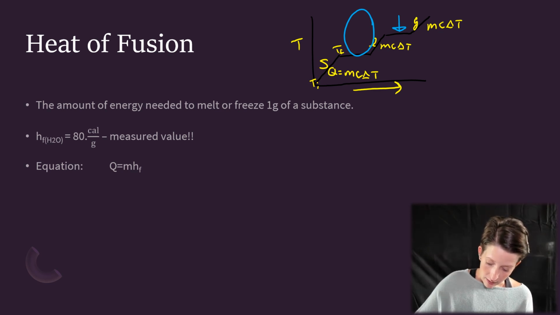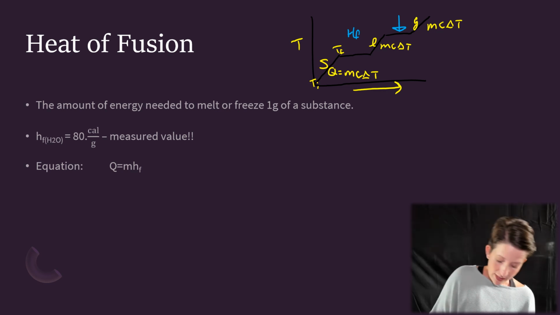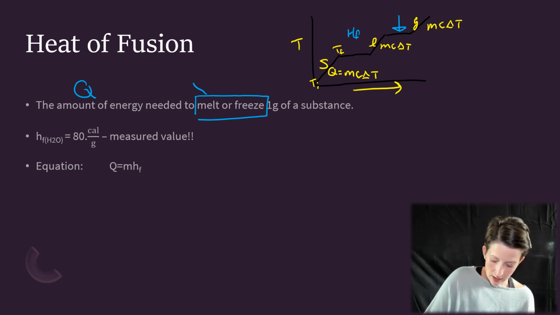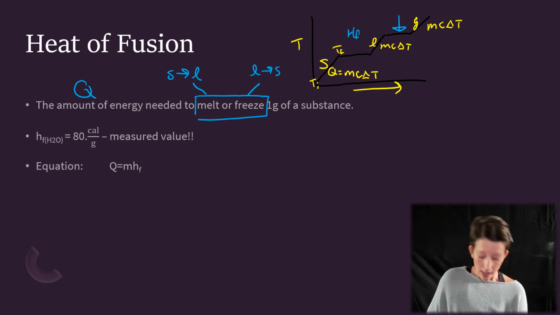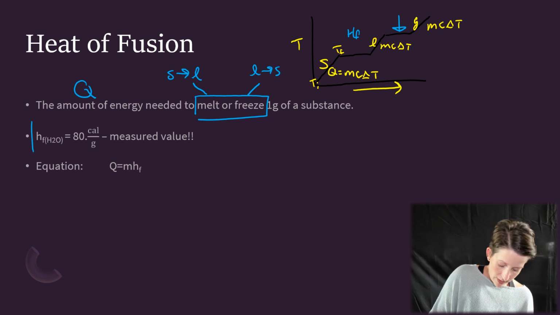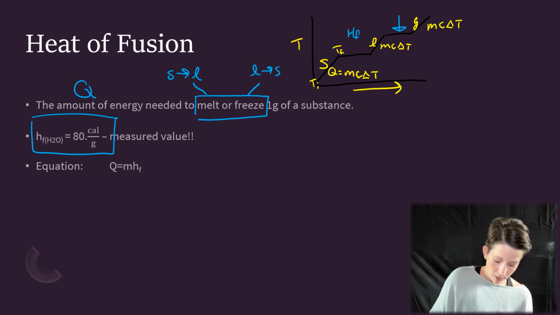So I'm going to erase this here. So we are looking at HF. This is the amount of energy, Q, needed to melt or freeze a substance. So melt means the energy required to break the intermolecular forces between a solid and a liquid. If we're going through a cooling curve, it's the amount of energy needed to be removed to go from a liquid to a solid.